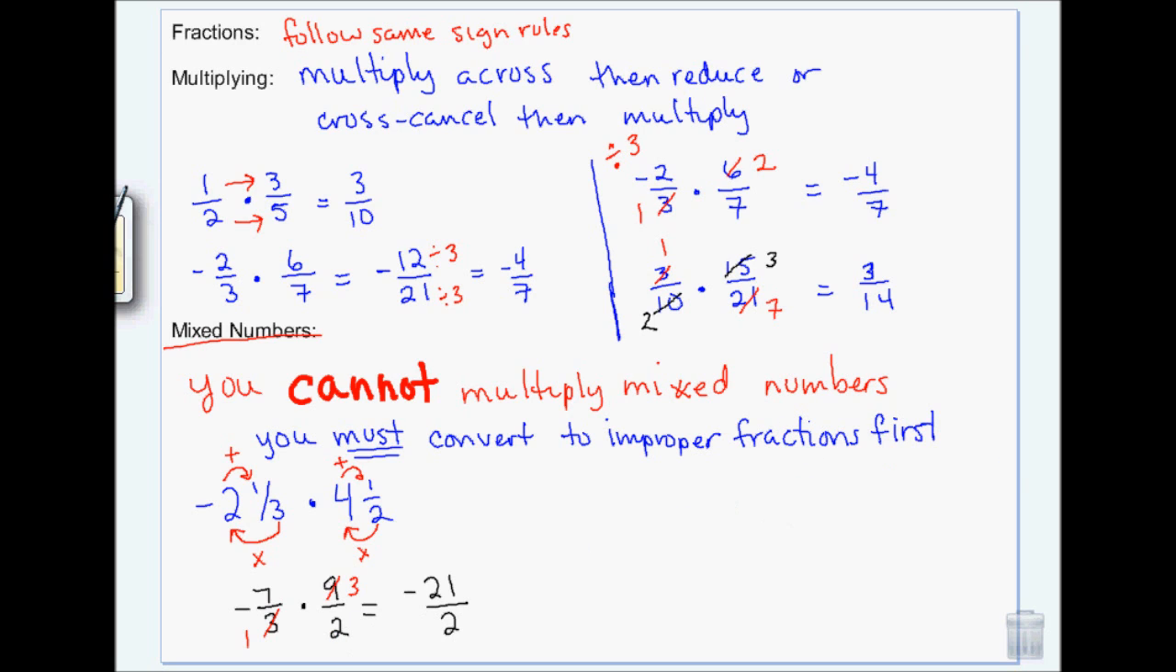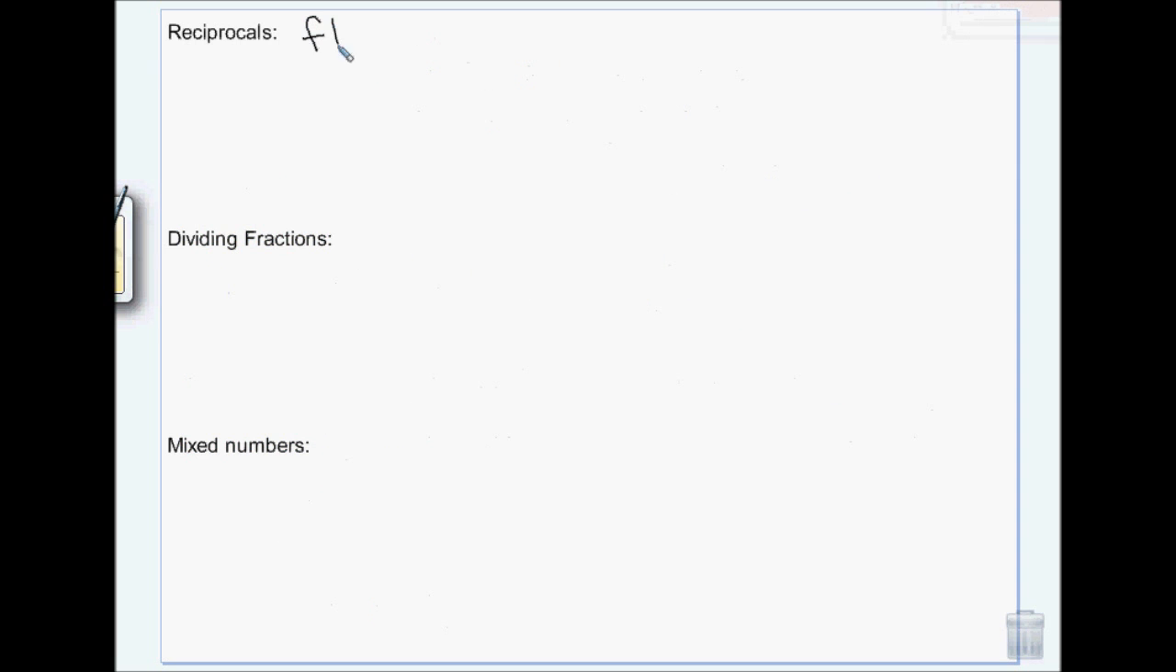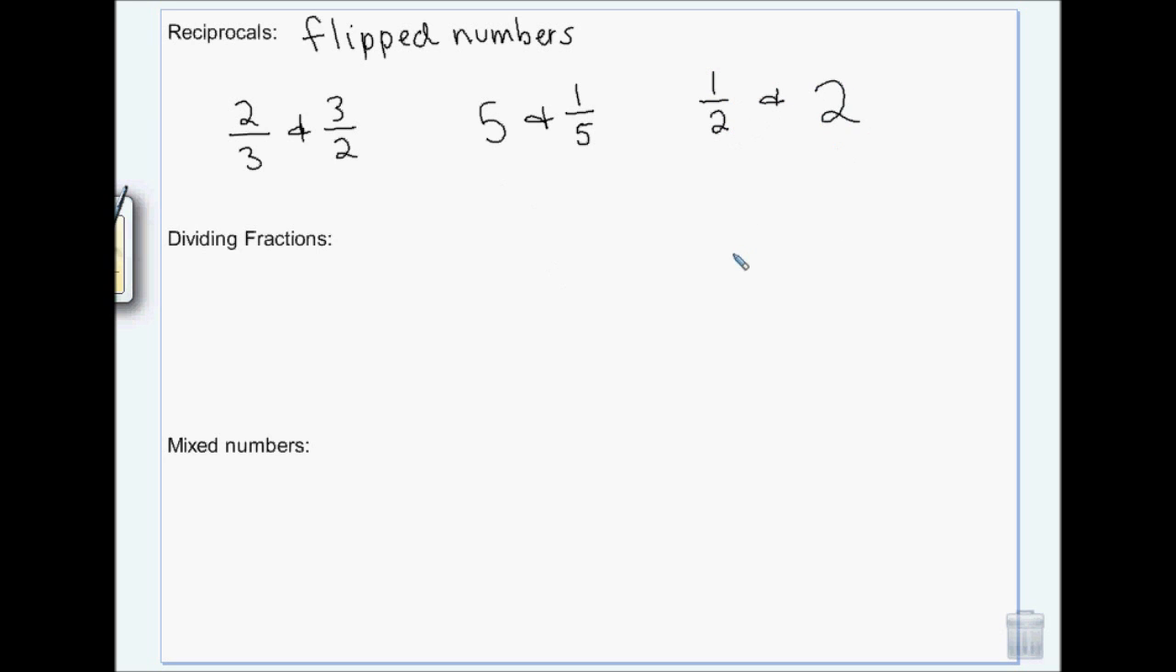Okay. So that's reciprocals. Reciprocals are just flipped numbers. If I have a fraction and I take the reciprocal, I just flip it over. So 2/3 and 3/2 are reciprocals of each other. If I have a whole number, it's flipped as well, 5 and 1/5. These are reciprocals of each other. And if I have something like 1/2, the reciprocal of 1/2 is 2. So they're just flipped.